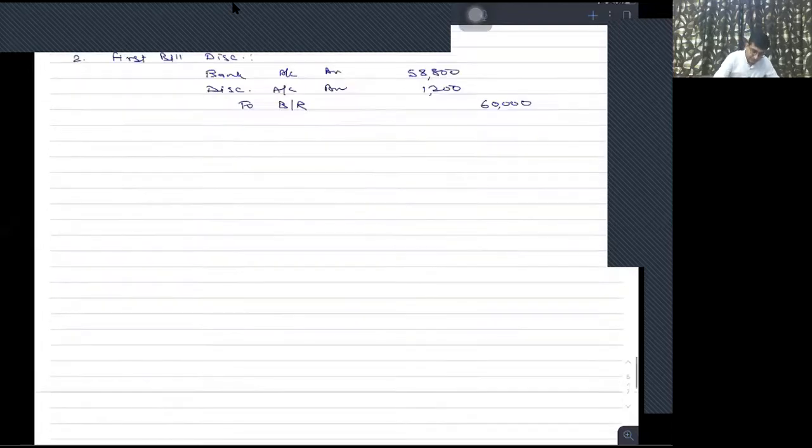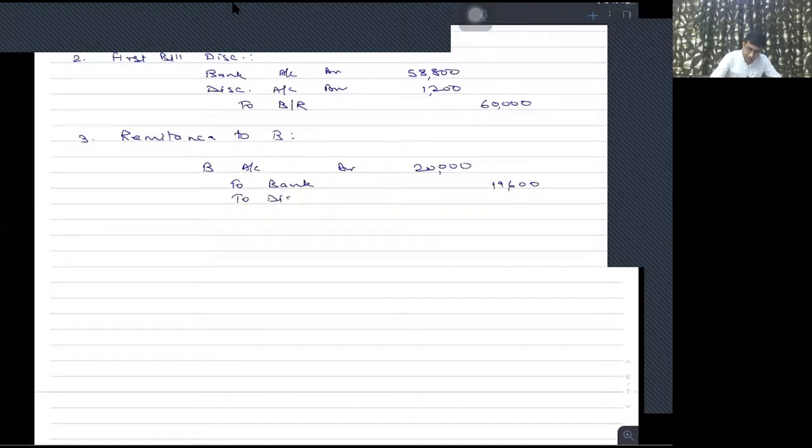Then remittance to B. 19,600 भेजा था. अब ये जो 19,600 भेजा होगा वो ऑफ कोर्स 400 रुपए का डिस्काउंट रिकवर करने के बाद ही भेजा होगा. सो एंट्री विल बी व्हाट? B account debit 20,000 to bank account 19,600, to discount account 400, क्योंकि डिस्काउंट रिकवर किया इसलिए डिस्काउंट को क्रेडिट कर रहे हैं. यस और नो? 400 रुपए.